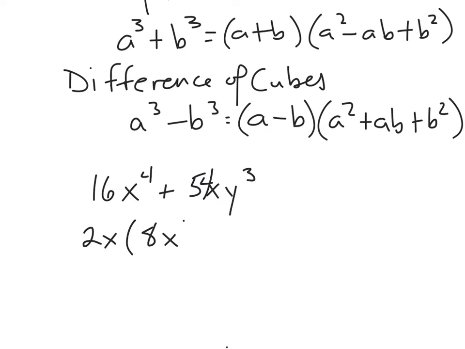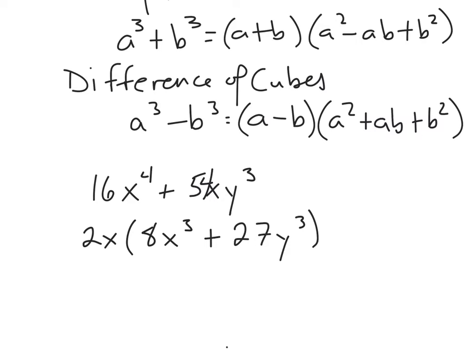8x cubed, and then plus what? 27y cubed. Now, in the past, at this point, we would have said, yes, start looking for perfect squares, right? And then if we didn't find perfect squares, we'd be done. But now we've introduced the sum and the difference of cubes. So we obviously don't have perfect squares here. But do I have perfect cubes?